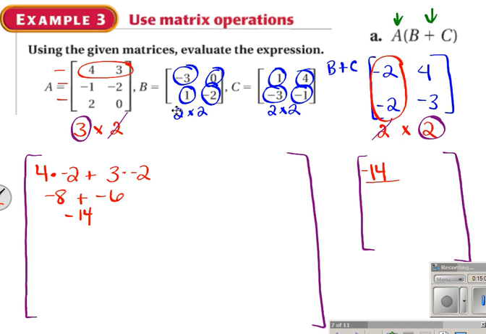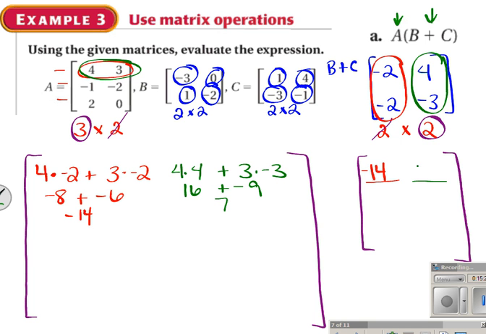Now we need to go on to row 1, column 2. Row 1, column 2. So I'm multiplying row 1 this time by column 2. So 4 times 4, 3 times negative 3. I get 16 plus negative 9, which is 7.